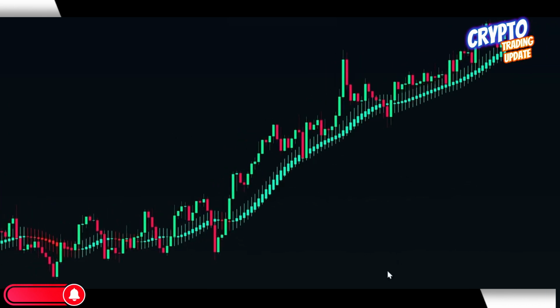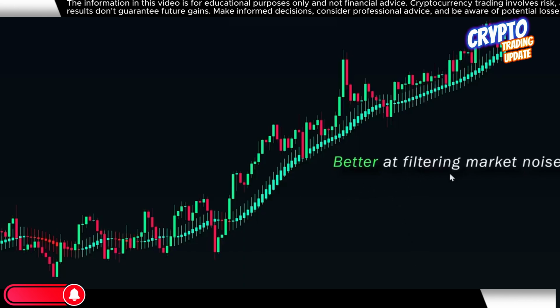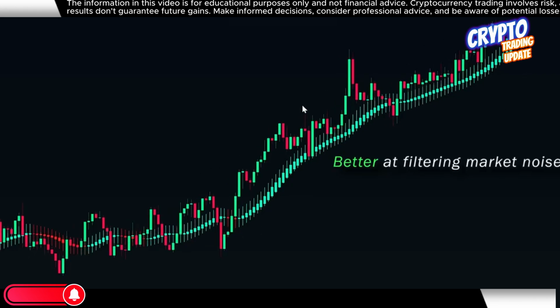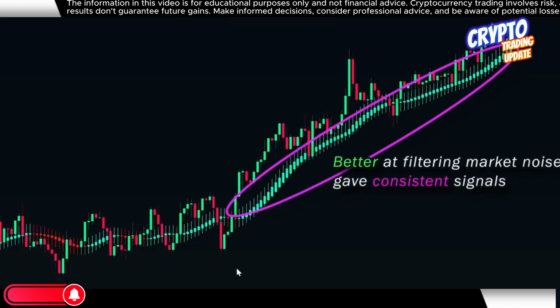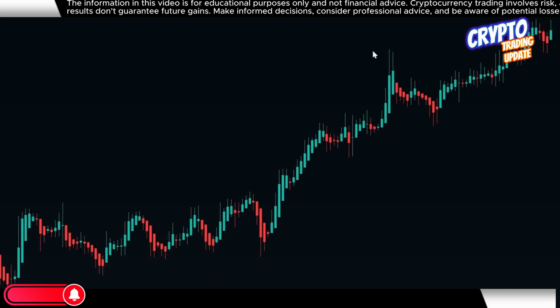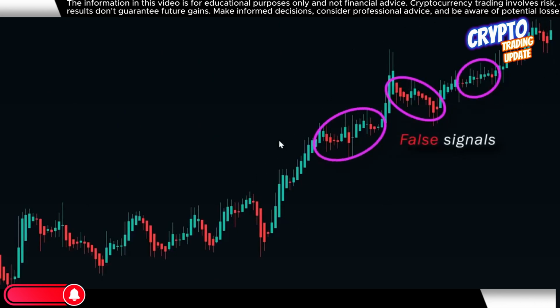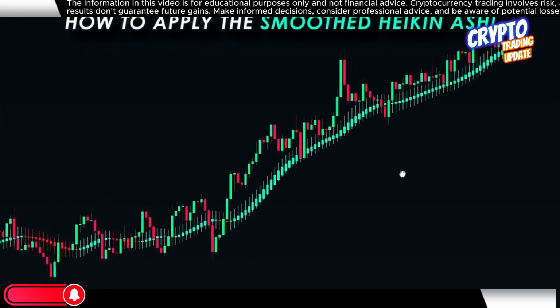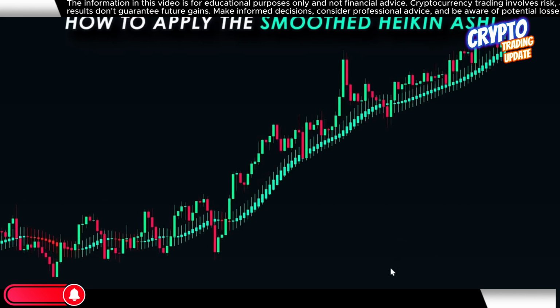Furthermore, the Smooth Heikin Ashi is much better at filtering out noise when the market is volatile. As you can see here, the Smooth Heikin Ashi isn't really affected by the short-term market volatility as it still gave consistent signals. Compared to the classic Heikin Ashi, which produces multiple false signals as it reacts more sensitively to short-term volatility. Now, I'm going to show you how to apply the Smooth Heikin Ashi indicator onto your chart.